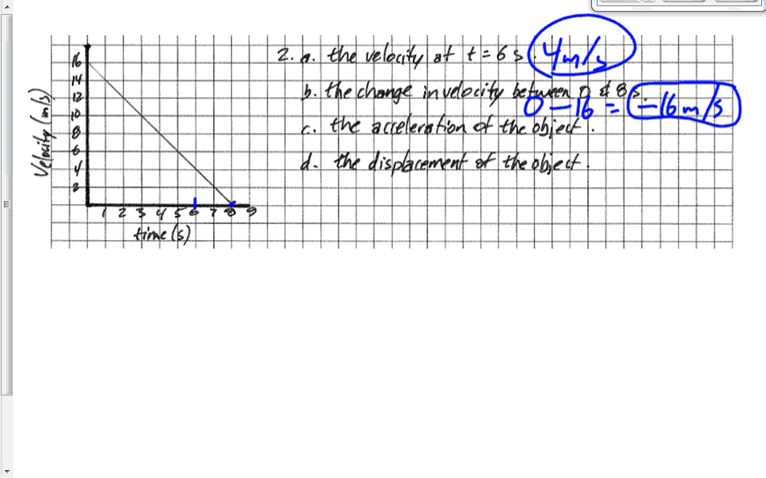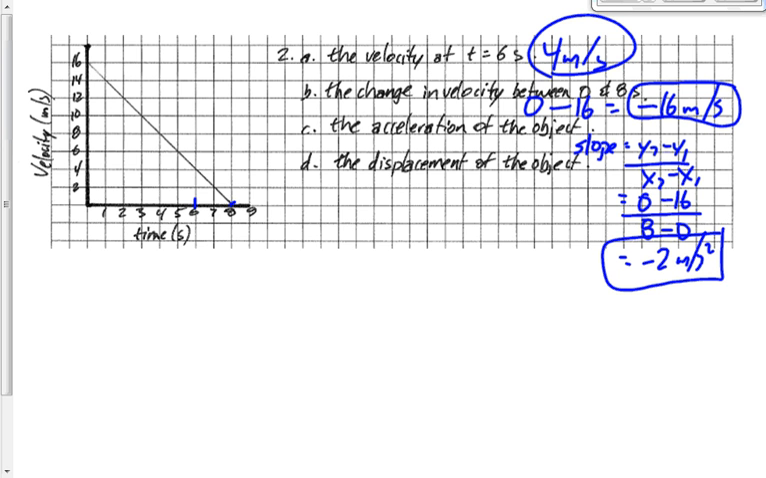The acceleration, that's going to be the slope. y2 minus y1 over x2 minus x1. y2 is 0 minus y1 is 16 over 8 minus 0. Gives me negative 2. And the units are going to be meters per second squared.